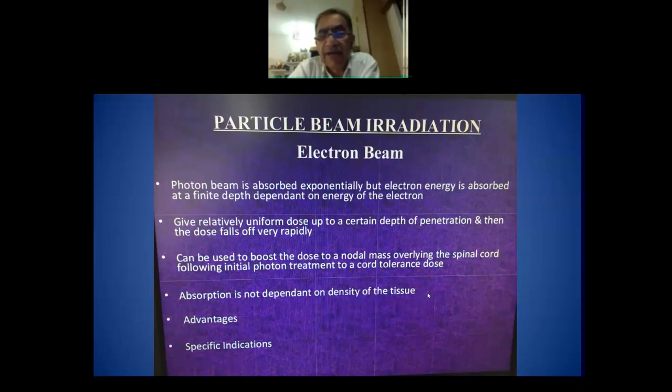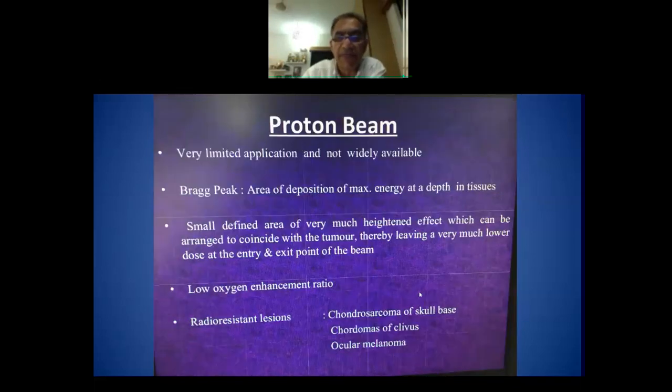Electrons again are a particle which comes out from the linear accelerator. In the head and neck region, we commonly use electrons mainly to treat very superficial cancers, especially if we have to boost the radiation dose for any residual neck nodes remaining at the end of radiotherapy.